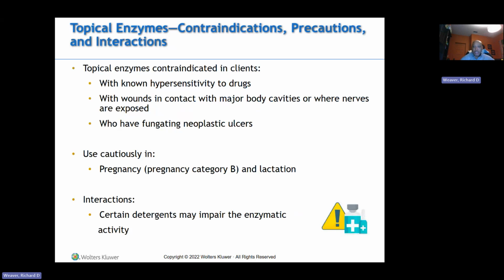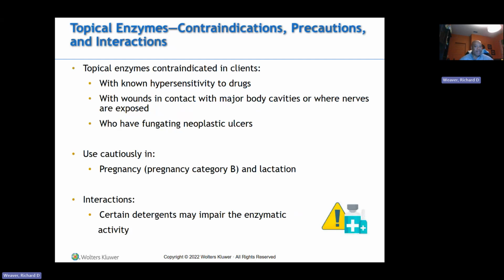We also do not use this drug in fungating neoplastic ulcers. And so when you have neoplastic or cancer type of ulcers, we do not want to use this topical drug. Let's see. Now, these drugs, of course, are category B and should be used with caution in the pregnant and lactating woman.